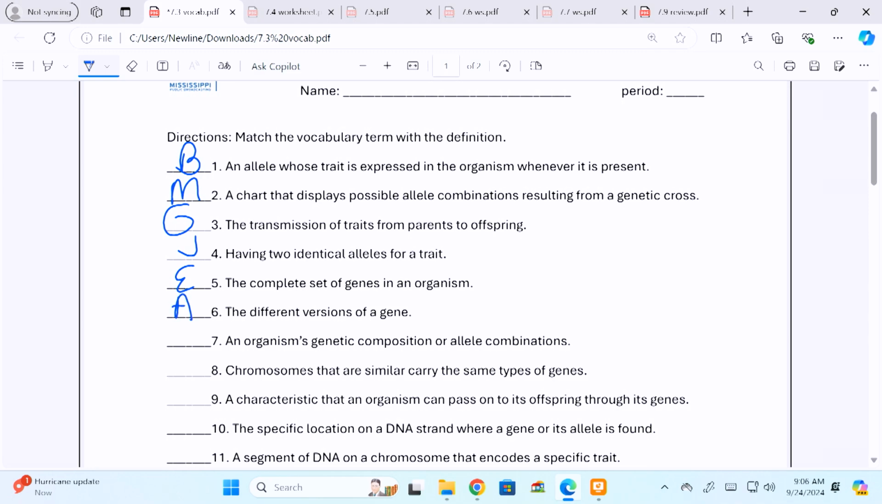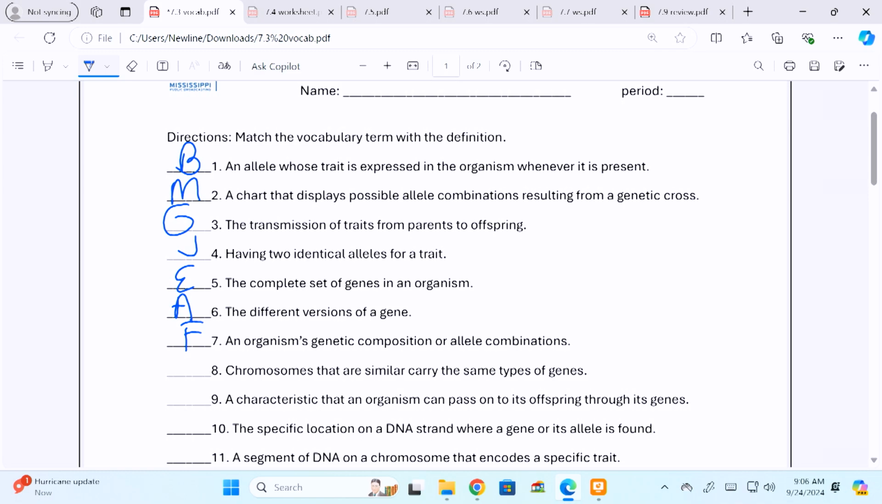So again, examples of this would be red hair versus brown hair. They're both coding for the same trait, but they're different versions. So those would be alleles. All right, 7 says an organism's genetic combination or allele combination. Okay, so this one for number 7, let's go with F. Okay, and this is going to be genotype. Okay, your genotype is the gene composition. Okay, what alleles do you have?